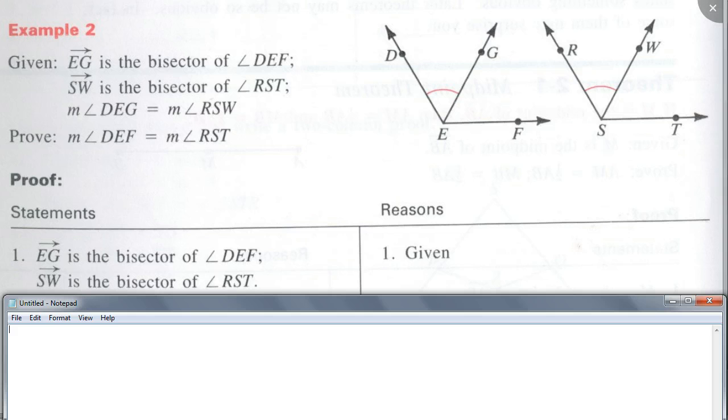But because we just talked about the theorem, what do you know about an angle bisector? You could actually do it that way, but this makes it a little bit shorter. This is what I'm talking about.